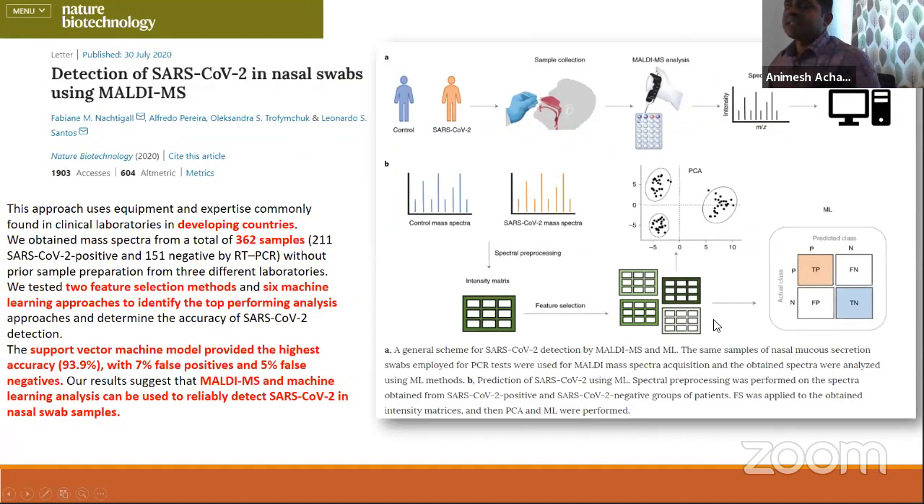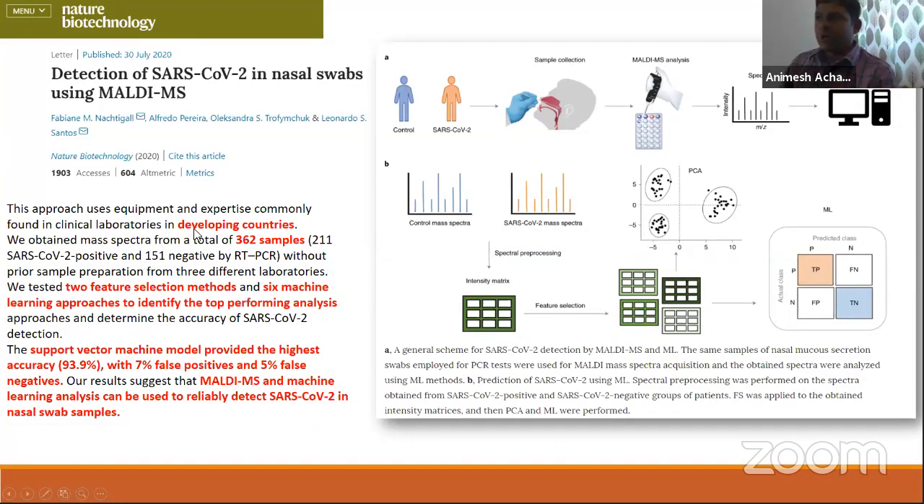So this paper came out in Nature Biotechnology, which is a journal with an impact factor of around 40 to 45. It came out on the 30th of July, so last week or maybe 2 weeks back. This group is from Chile, Latin America. I have tried to highlight what is important. So this is the abstract-level reading.